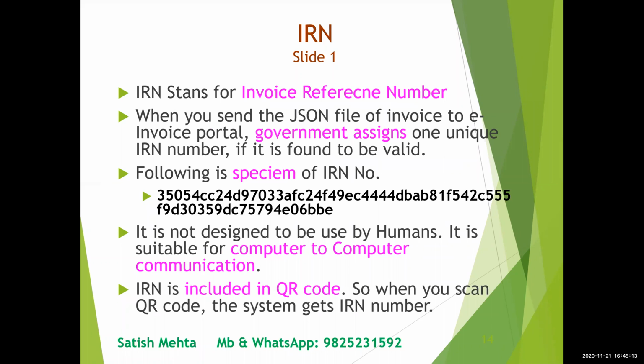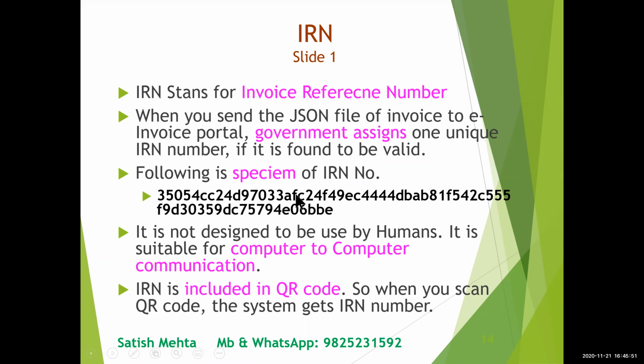Now, some of the terminology we will see. What are these in an e-invoice? When we send the JSON file to government, it validates, and along with it, it gives the IRN number. What is that? That is the invoice reference number. Government assigns a unique reference number to each invoice, and it sends it back to us. Using that number, we can track the invoice. It's unique throughout India.